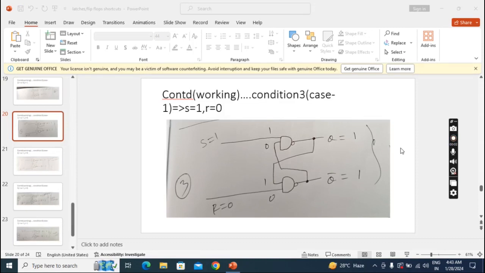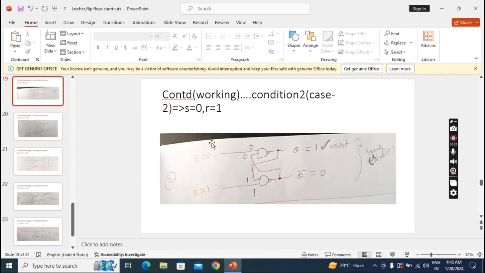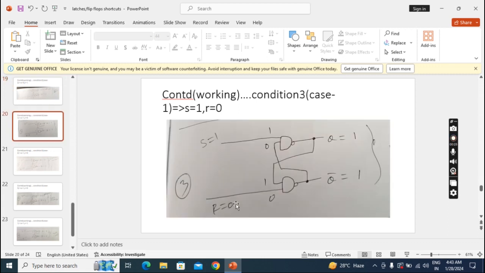In this third condition also, we have to check with the different cases until getting stable output. So this is the condition 3, case 1. S equal to 1 or equal to 0. So this is 1 S1, this R 0. What about this 0, 1? Previous outputs. What are the previous output? Q1. That Q1 will come here. So here. And Q bar 0 will come here. Previous Q bar 0.